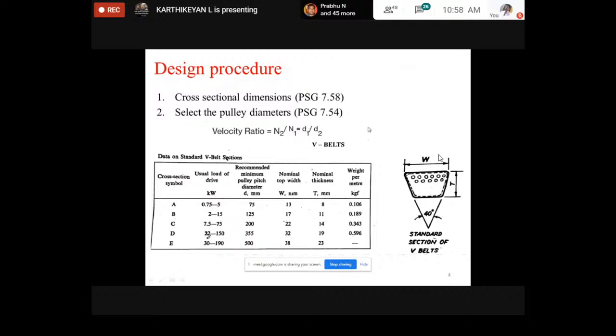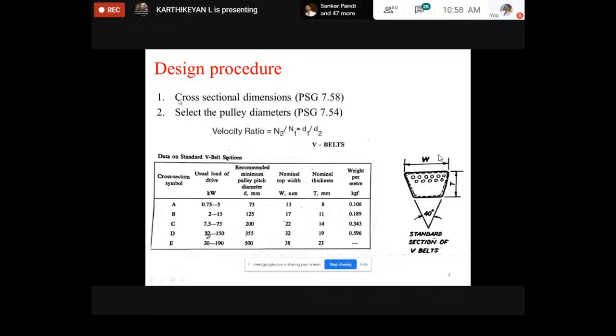Now come to our theory problem solving. The slide clearly shows the steps involved in design procedure of V-belt. So based on the given rated power, so in every problem the rated power is given, the manufacturer and the Bureau of Indian Standards standardize the dimensions of cross section. So you can extract this data from the PSD data book. In Anna University, we are using PSD data book. So you can extract this cross-sectional data from the PSD data book, page number 7.58. That is the first step in the design procedure.